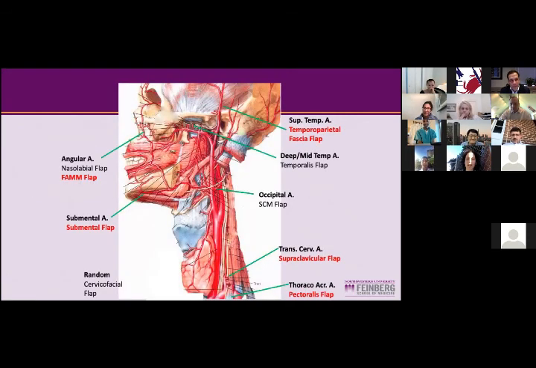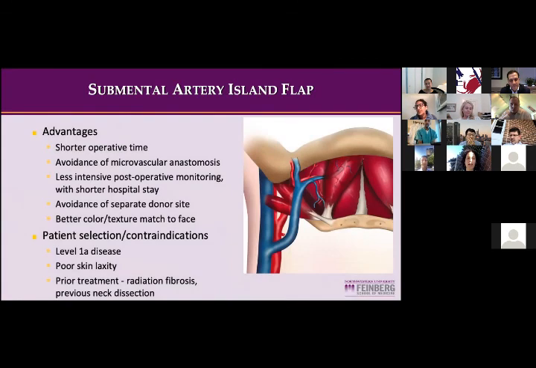Anyway, I just wanted to share a couple slides to highlight some of the vascular supply of these local flaps. We didn't talk about a supraclavicular flap today. It just so happened we got two of the same, but that's obviously another good choice for different head and neck defects.